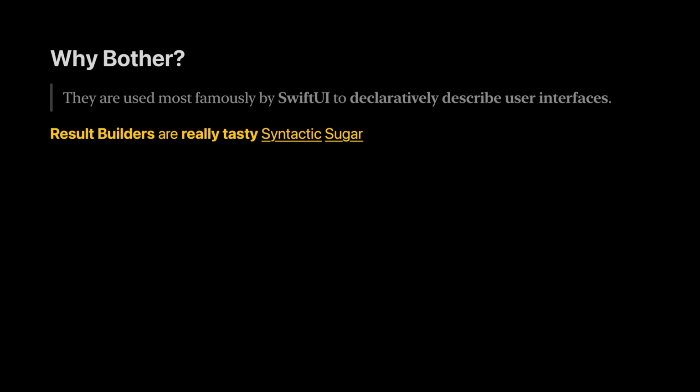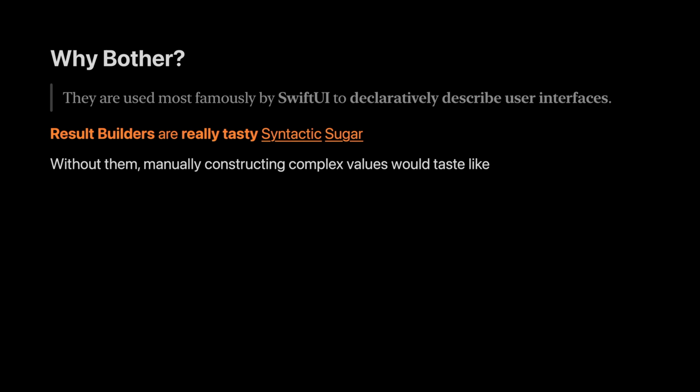And it's really well thought out. There's a bit of prior art with JSX from React, possibly. There's some stuff in Kotlin and maybe in Scala and Haskell. There's some components of it, but it really is kind of unique. There's not much like it in other languages. I really miss it when I don't have it. And without them, manually constructing complex values would taste like doo-doo.